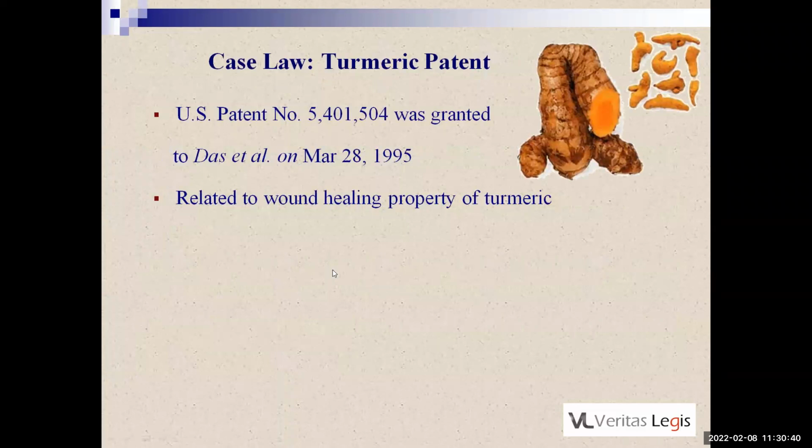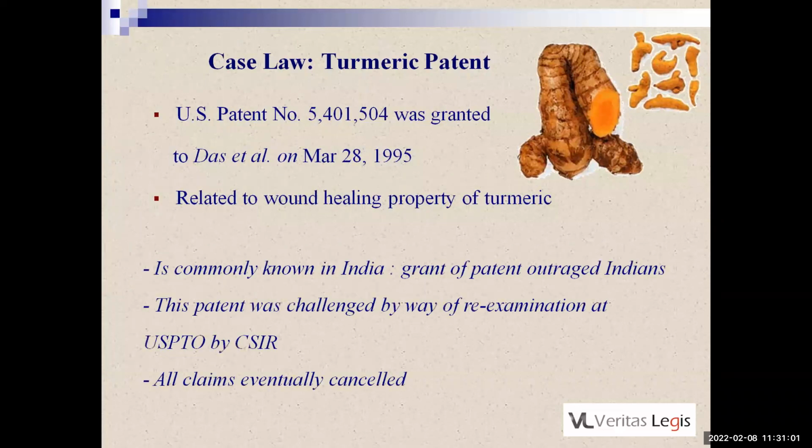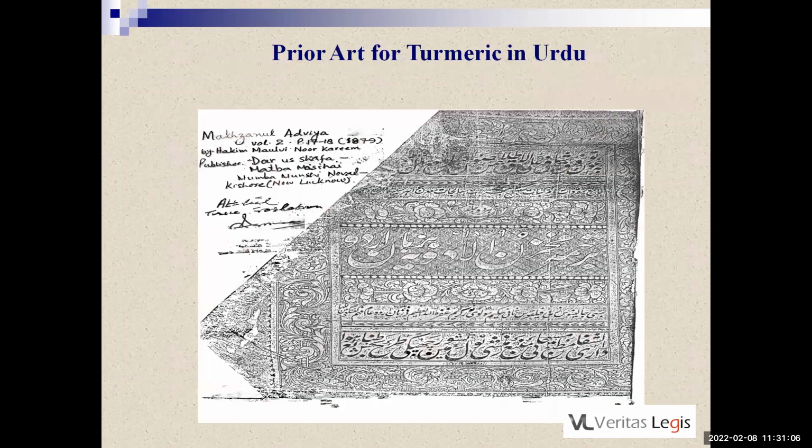So for example, as I was telling, the traditional knowledge, the turmeric patent. The US had taken this patent, which was granted in 1995, and it is related to traditional knowledge. Next slide. See, these are the prior arts for turmeric in Urdu. Next slide.